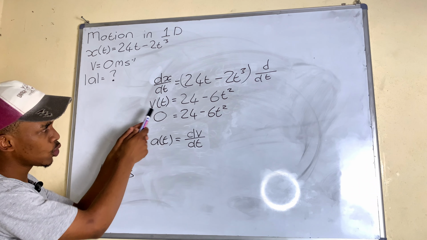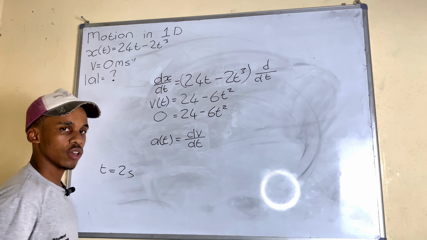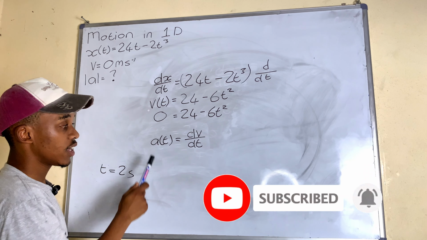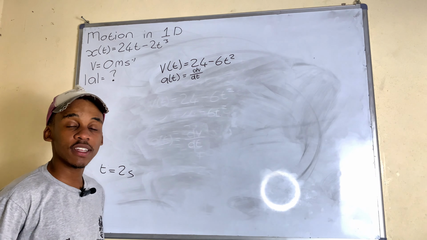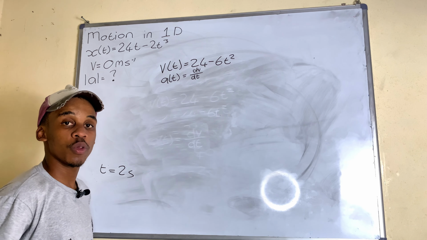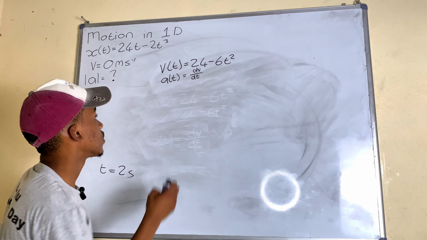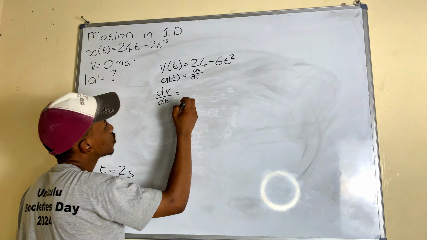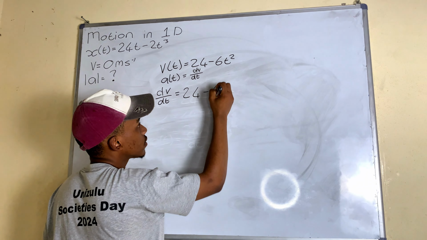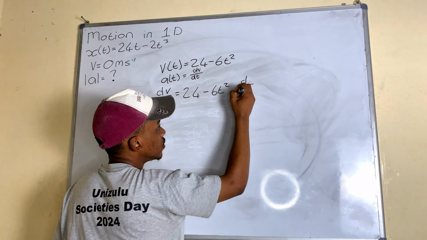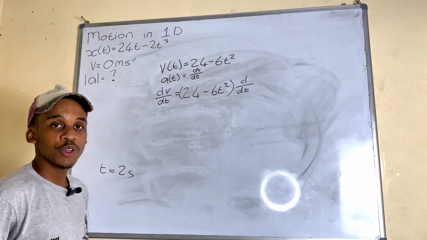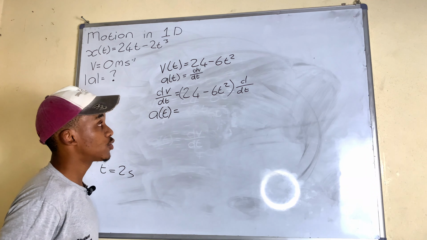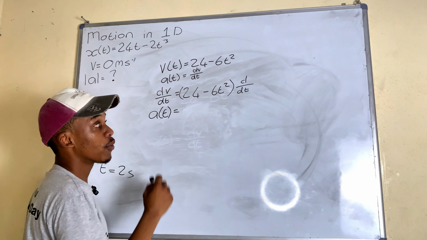If you look closely over here, we found our velocity function. So what this means is that we'll have to find the derivative of this function and we'll have our acceleration. Let us find the derivative of velocity with respect to time in order to get our acceleration. dv over dt is equal to d over dt of 24 minus 6t squared. We'll solve this using the power rule.